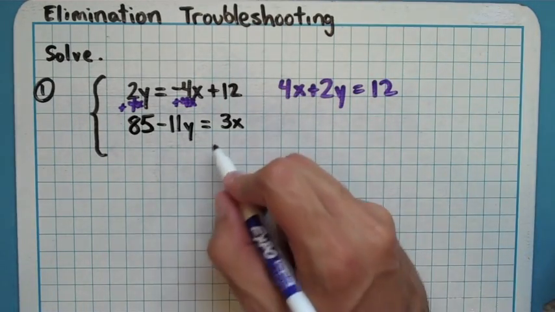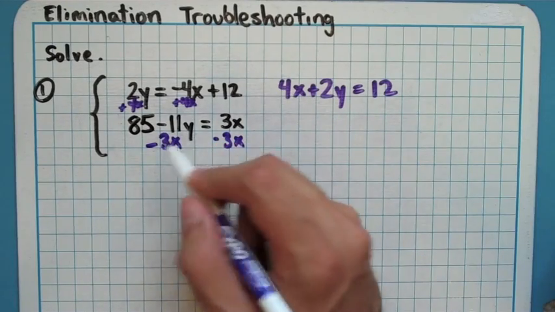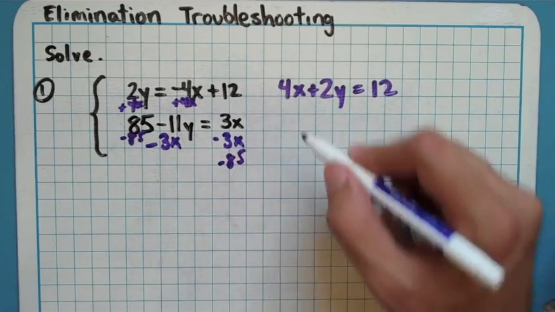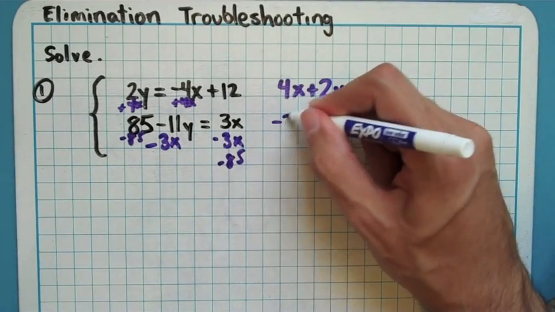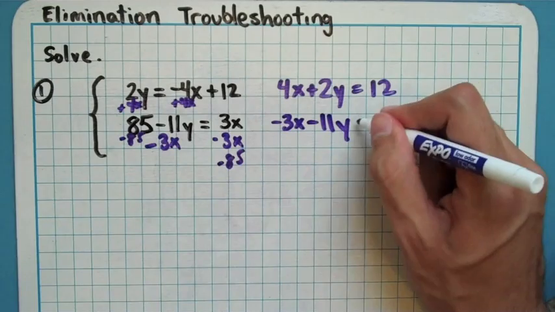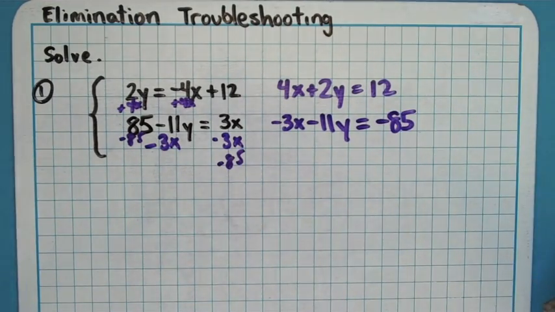And on this bottom one, I need to move that 3x over, so I'll subtract that from both sides, and I need to subtract 85 from both sides. I'm doing it all at once here, but you'll end up with negative 3x minus 11y equals negative 85. Once we get to this point, now it's like the problems we saw in our last video. Unfortunately, if we add right now, nothing's going to cancel.